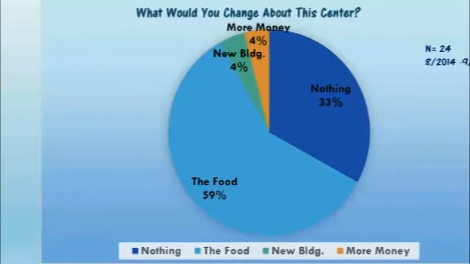Next question. What would you change about this center? 59% wanted better food. 33% wouldn't change anything. 4% wanted to make more money. And 4% wanted to be in a new building.